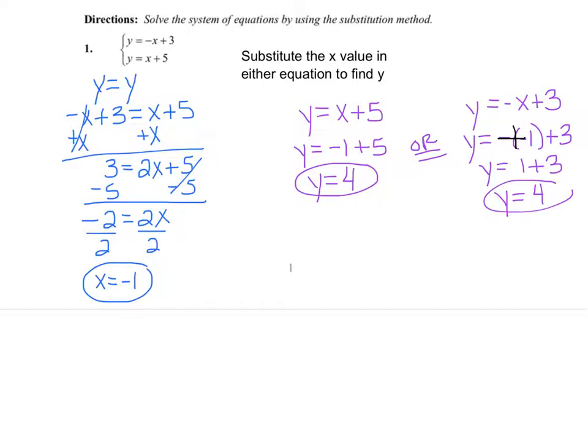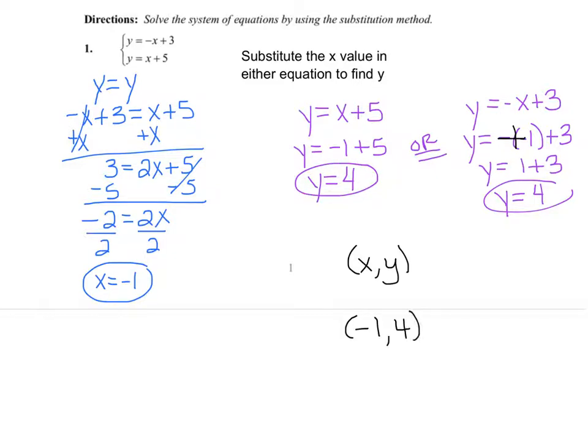But we're not done yet. We want to have our final answer in an ordered pair, in xy form. So we just solved for x. x is equal to negative 1, and your y is equal to 4.